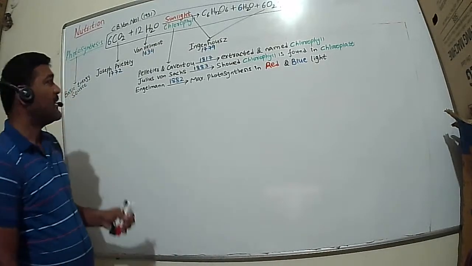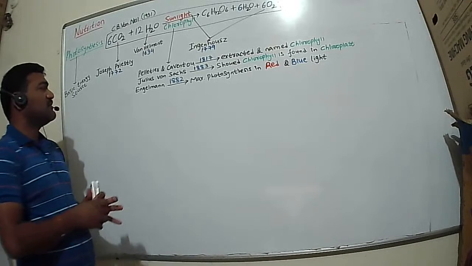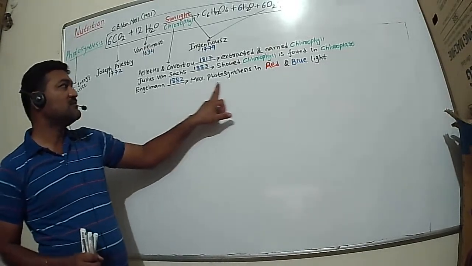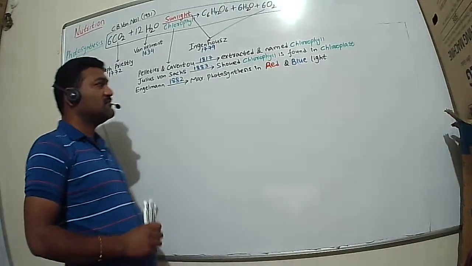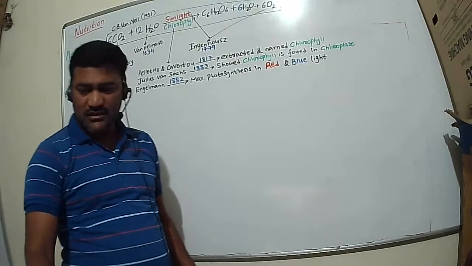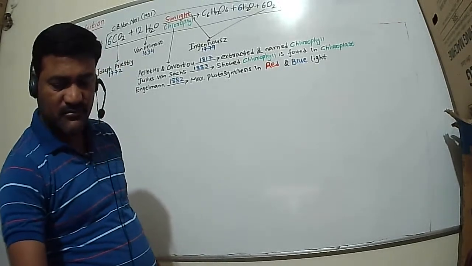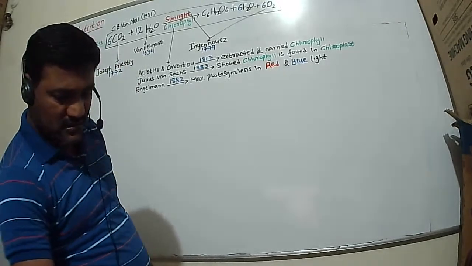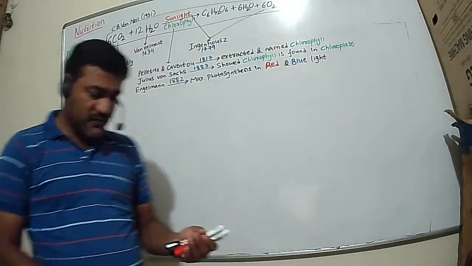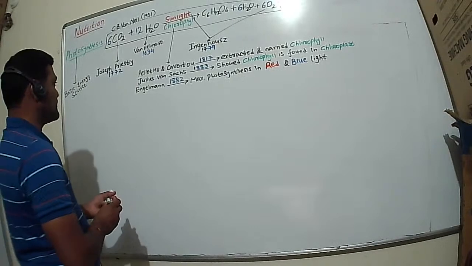Next, Engelmann in 1882 showed that maximum photosynthesis occurs in red color light, and then next maximum in blue color light. This is about the history of photosynthesis. And next, we will discuss the starch test.